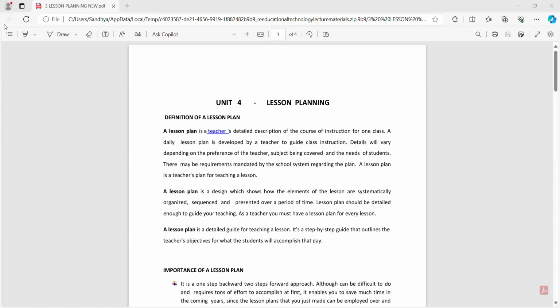Okay. So I'm sharing my document with you. Give me 1 second. I'm sharing it. I have shared. You can read it for a while. I take 2 minutes from you. Read the definitions of lesson planning. There are 3 definitions. Please read it.